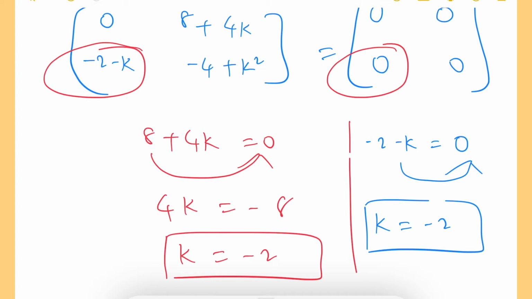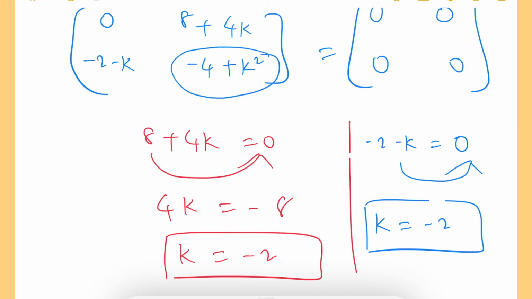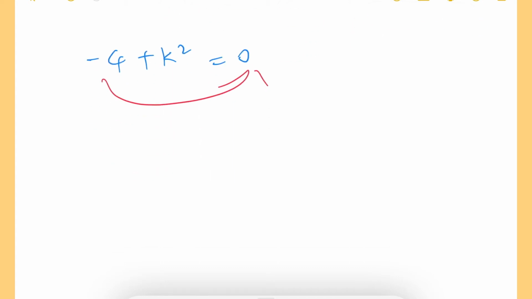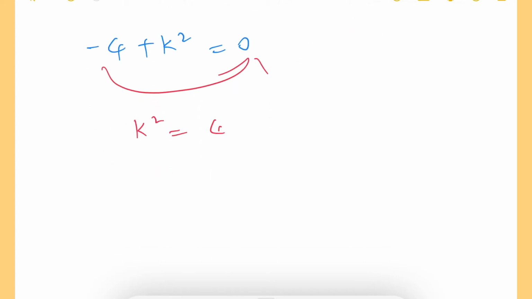Next, from one more also I will take, because here also I have k, so that also I will make it equal. Second row second column equals second row second column, that is minus 4 plus k square equals 0. I will take minus 4 to the right side, then we get k square equals plus 4. Then k square value is plus 4, means k value will be plus or minus 2. So it means k value will be minus 2 or else plus 2.